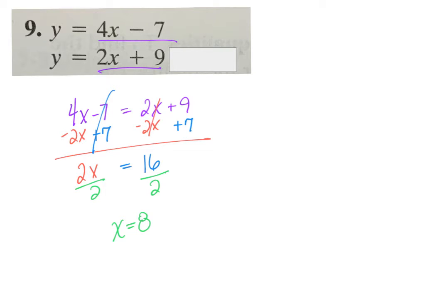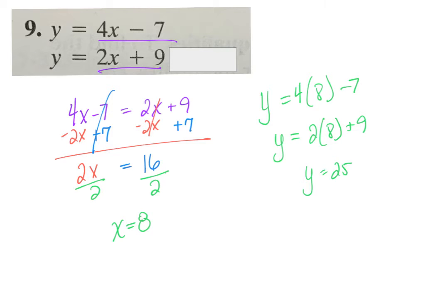You are not finished. Every one of these will have an x and a y answer. Once you have your x, you can plug it into either equation. If I plug it into the top one, I'll get y equals 4 times 8 minus 7. If I plug it into the bottom, I'll get y equals 2 times 8 plus 9. Either way, when I do that, I will get 25 as my y. So my y is going to equal 25. And so my final answer here is going to be (8, 25).